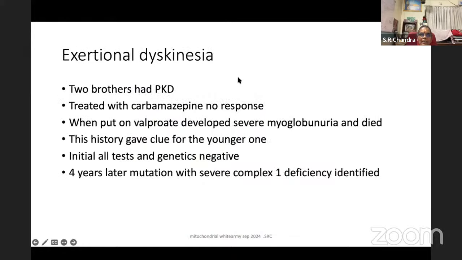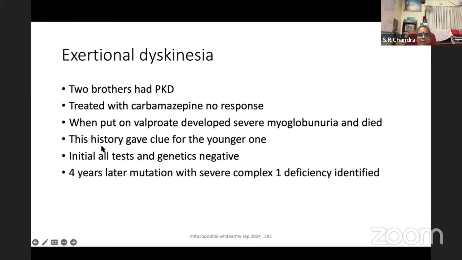Then exertional dyskinesia. Two brothers presented with paroxysmal kinesiogenic dystonia. As you know, this is a channelopathy. Paroxysmal kinesiogenic dystonias are treated with diphenylhydantoin or carbamazepine, as they are considered seizures of the basal ganglia. They were treated like that, but there was no response. As there was no response, the treating doctor put one of the two children on valproate. Following a single dose of valproate, the child developed severe myoglobinuria, renal shutdown, and died.